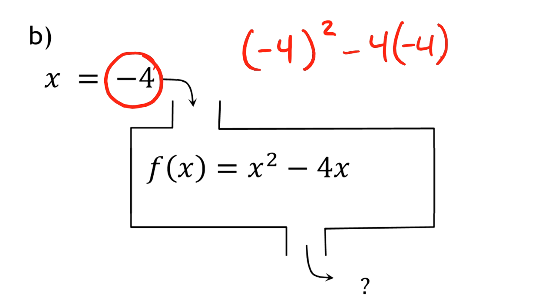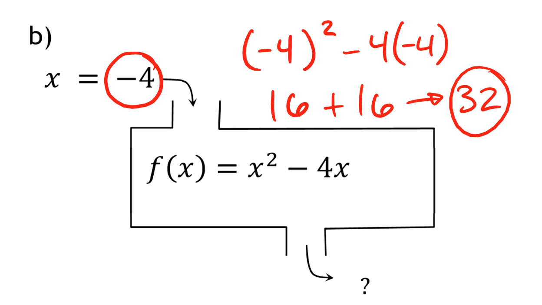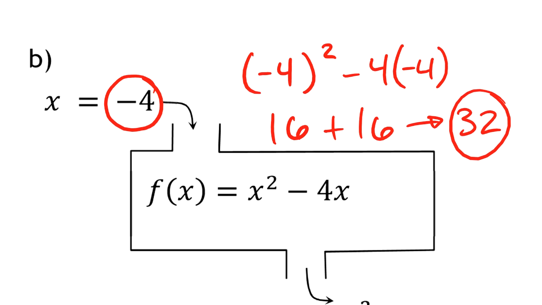So if I look at this, -4 times -4 produces positive 16. So this is a positive 16. And then a -4 times a -4 is again another positive 16. So I end up getting a value of positive 32. 32 is what comes out of this function.